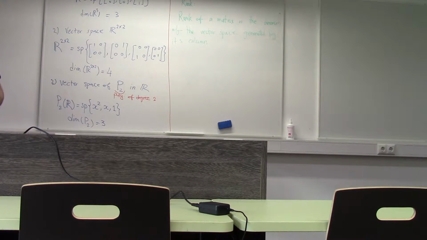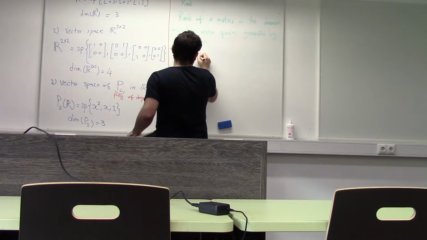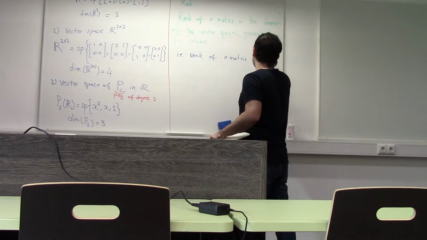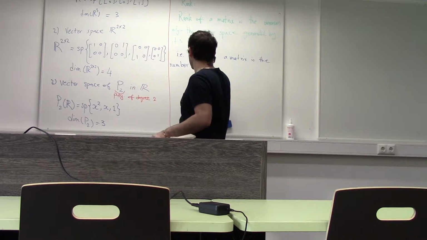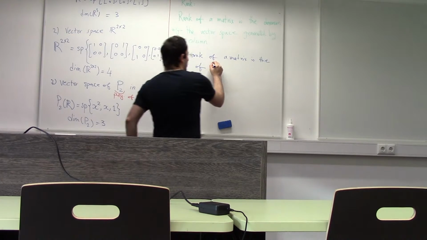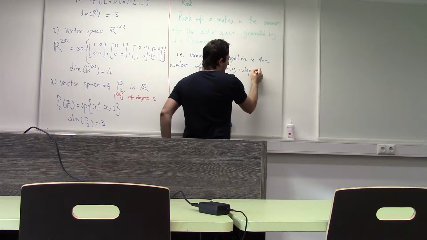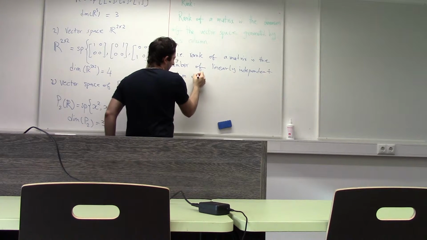This can be actually expressed in this form. In other words, the rank of a matrix is the number of linearly independent columns of the matrix.